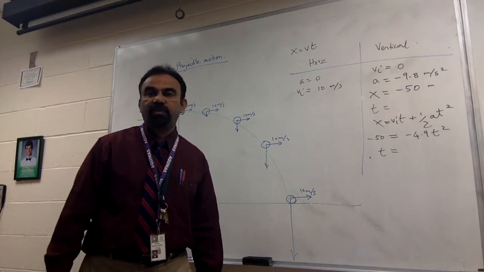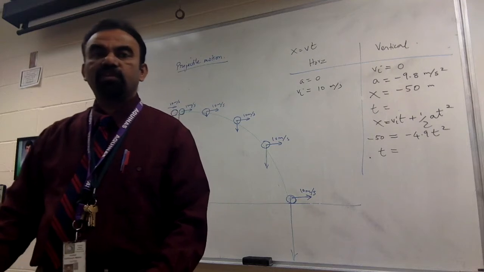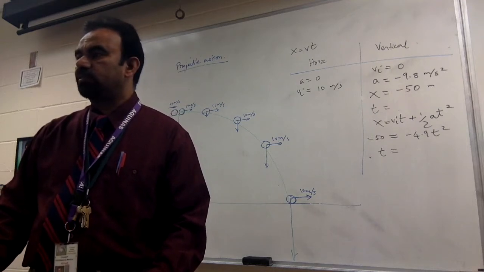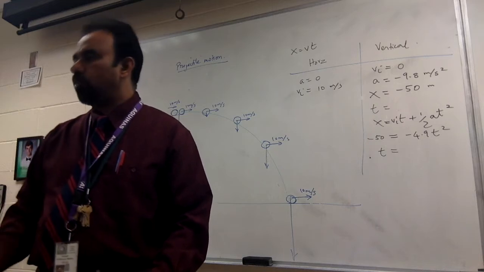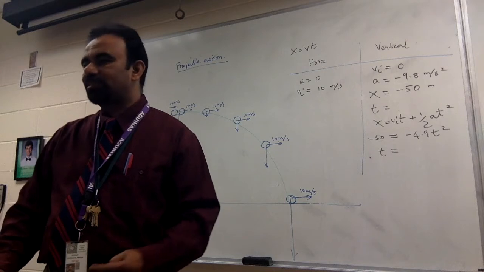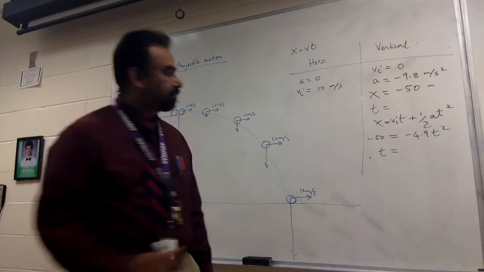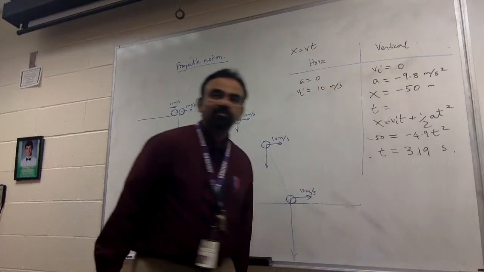Everyone should work with me. Take your calculators, plug it in, see who gets the answer first. And everyone should have the same answers displayed on your calculators when you're working. I'm doing it here, but don't just take it for granted. It may be wrong. How much? 3.1. So it's 3.19 seconds.